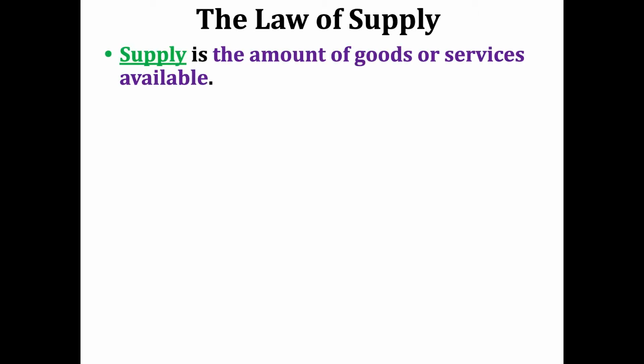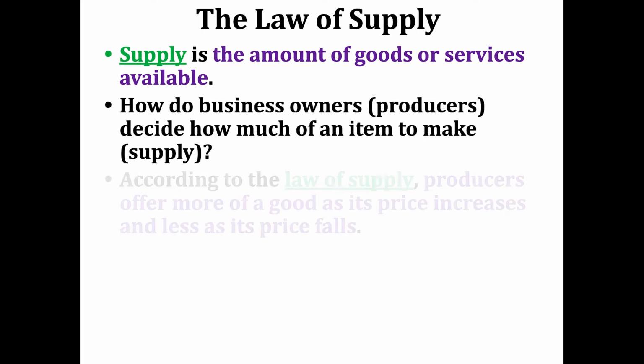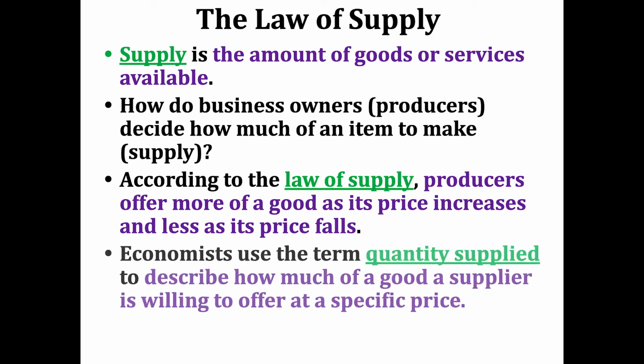Supply is the amount of goods or services available. So, how do business owners decide how much of an item to make or to supply? Well, according to the law of supply, producers offer more of a good as its price increases and less as its price falls. Economists use the term quantity supplied to describe how much of a good a supplier is willing to offer at a specific price.